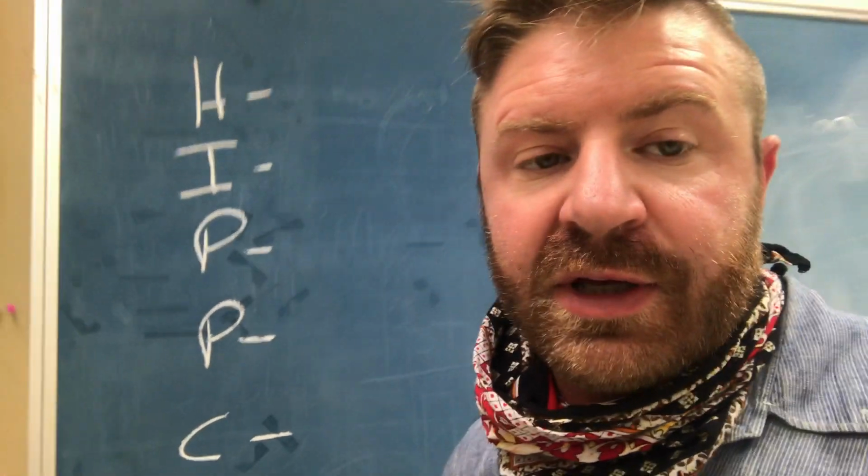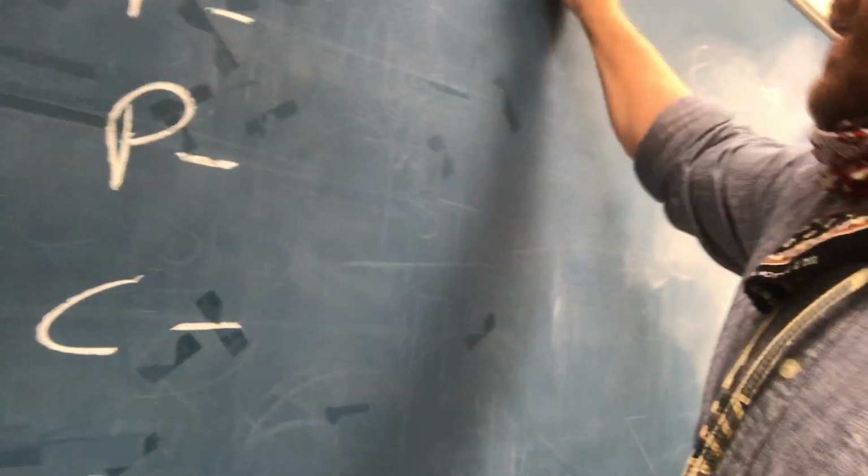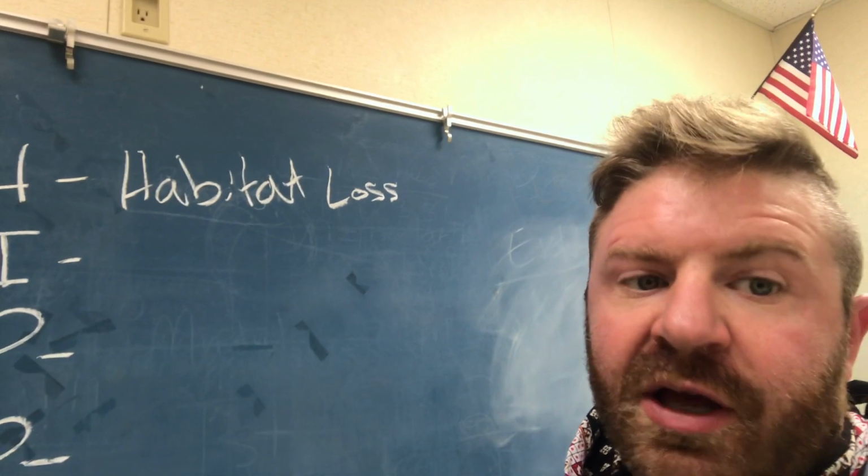So the first one, H, is probably the most common one. It's been happening for hundreds and hundreds of years. It's not really a last 100 years kind of concept like climate change is. Habitat destruction has been going on as long as mankind has been spreading all over the world. So the first one is habitat destruction, or habitat loss. One way or the other, the habitat is being lost.